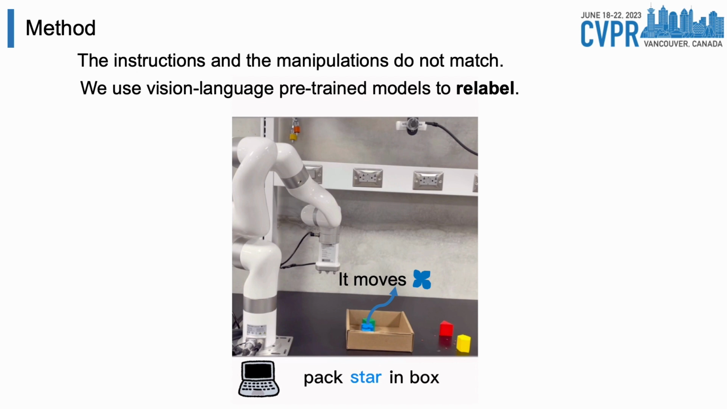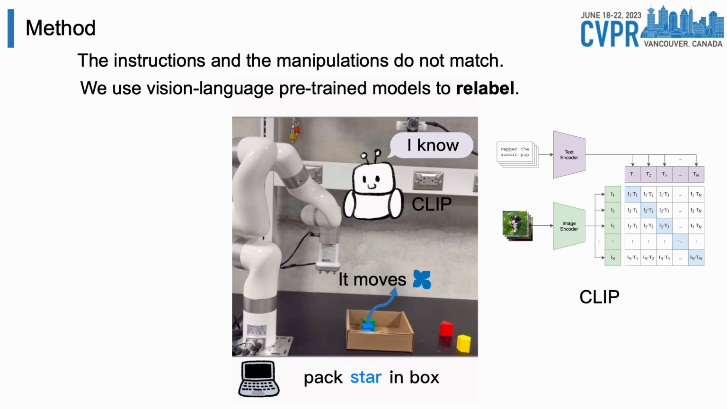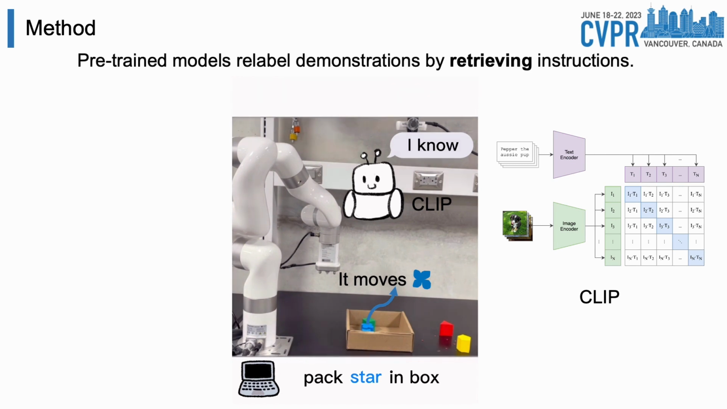We then make the correction by performing relabel. That is, the recorded demonstration can be automatically relabeled by the vision language pre-trained model. Here we use CLIP for relabel. We formulate the task of labeling the demonstrations as visual-to-language retrieval. Given the visual observations, the pre-trained model retrieves a language instruction among all the possible language instructions. We utilize the generalization ability of pre-trained models in recognizing visual concepts to retrieve accurate instructions for the recorded demonstration.